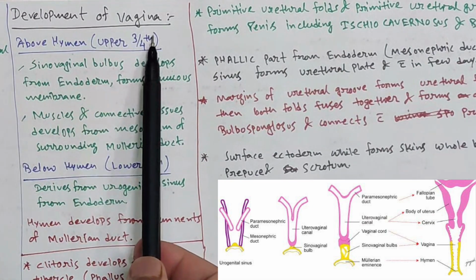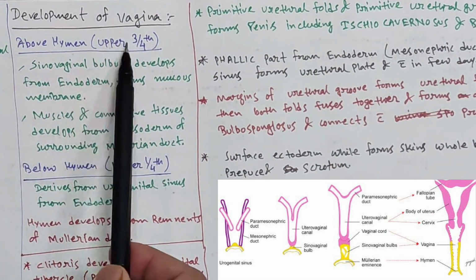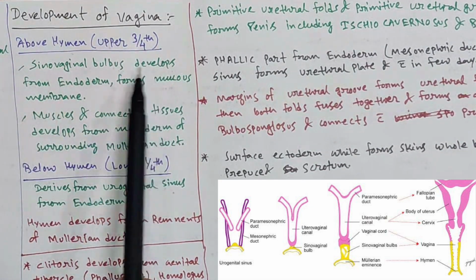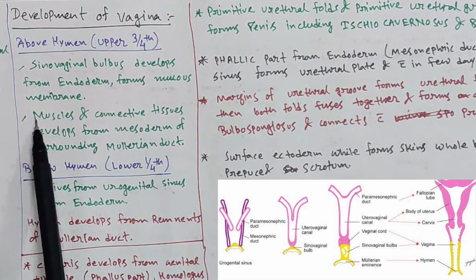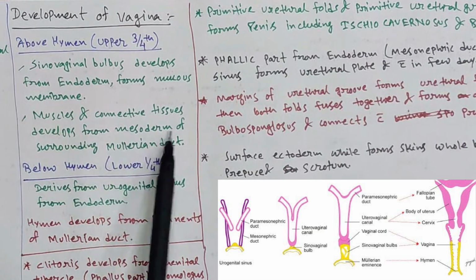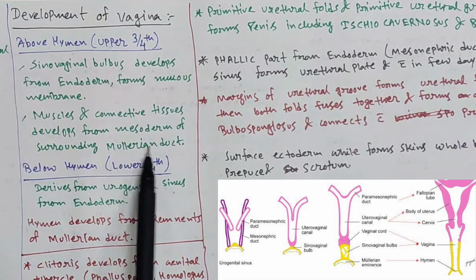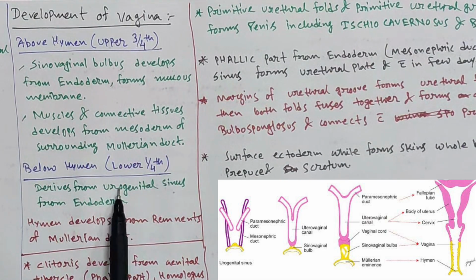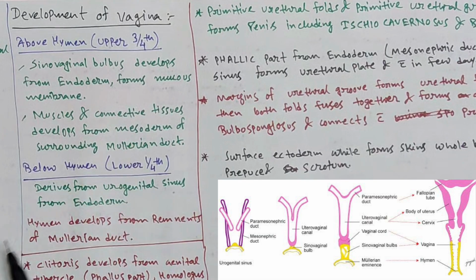Now, development of the vagina. Above the hymen, the upper 3/4 part, the sinovaginal bulbs develop from the endoderm and form the mucous membrane. Okay. Muscles and connective tissue develop from the mesoderm present surrounding the Mullerian duct. And below the hymen, the lower 1/4, it derives from the urogenital sinus from the endoderm. Now, the hymen develops from the remnant parts of the Mullerian duct.